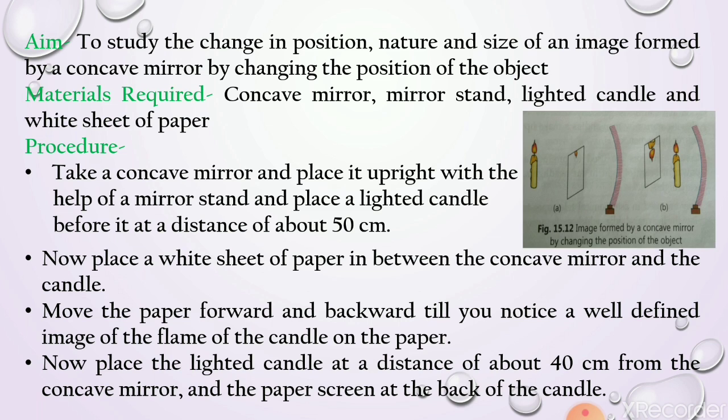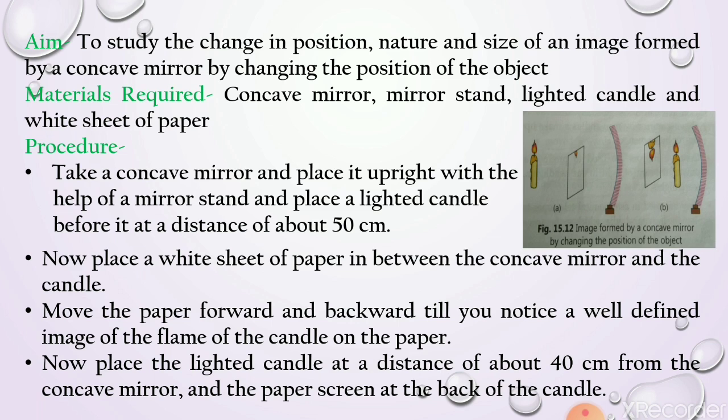What we have to do: first of all, we will take a concave mirror, as you can see in the diagram. After that, we will place it upright with the help of a mirror stand, and we will place a lighted candle before it at a distance of 50 centimeters. So first of all, we will place it at a distance of 50 centimeters. Now we will place a white sheet of paper in between the concave mirror and the candle.